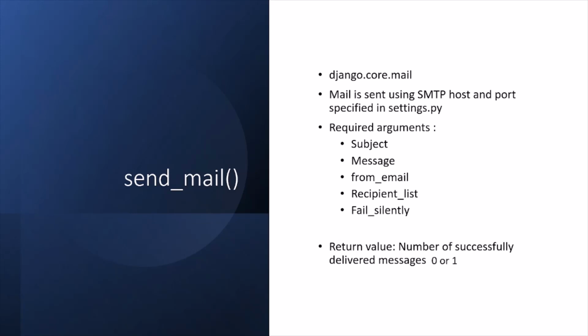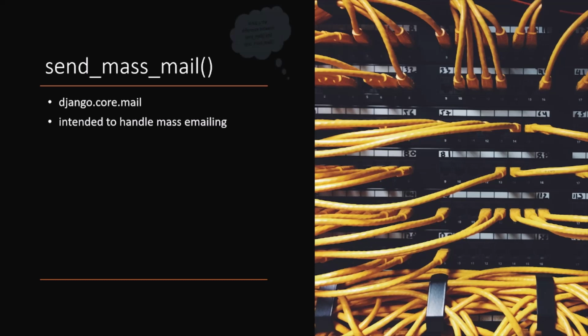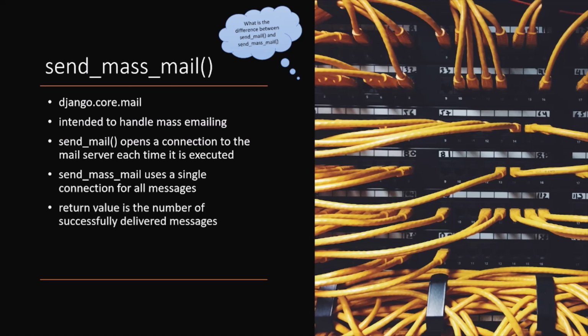Now, there is one more function called send mass mail. It needs to be imported from the same module. It's used for handling mass emailing, right? So we can send different messages to different email IDs. What is the major difference between send mail and send mass mail? Well, with send mail, a connection needs to be open every time that the send mail function is executed, whereas with send mass mail, a single connection is open for all messages. The return value is the number of successfully delivered messages.